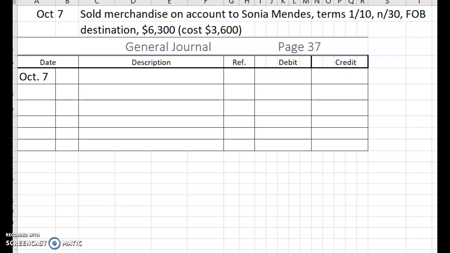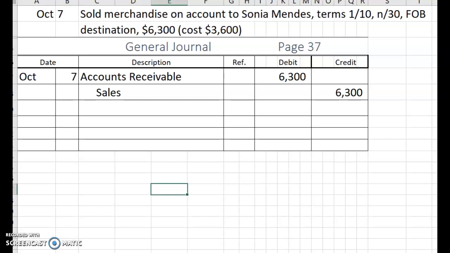The shipping terms are FOB destination, which means we as the seller own the goods until they reach the buyer. That's the destination. So we, the seller, are responsible for those shipping charges. To record this sale on account, we're going to debit accounts receivable and credit sales. That's the revenue side of this transaction.